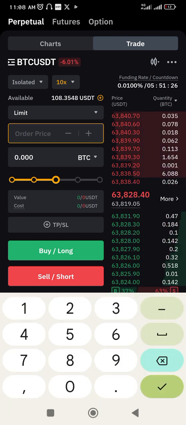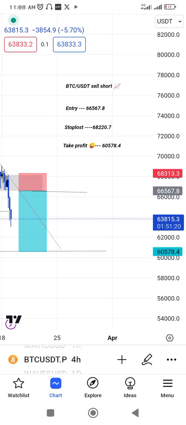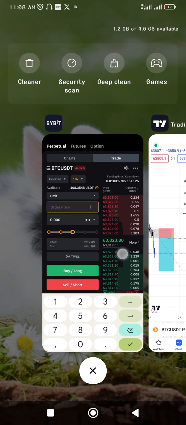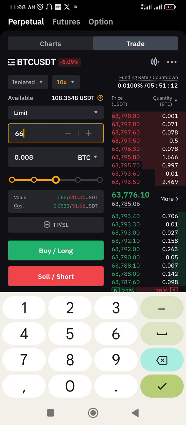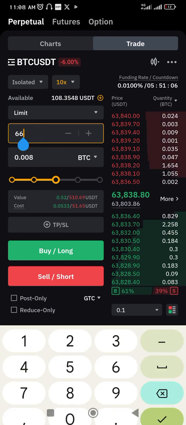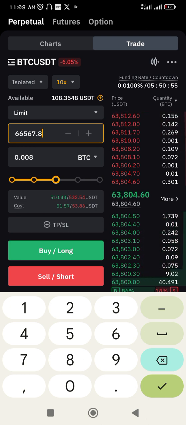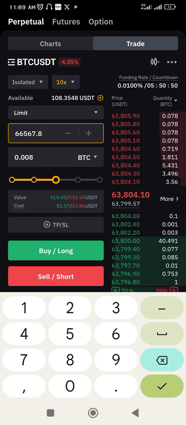Now let's go to the limit order and how to set it. As you can see here, I have the signal for this trade already set up. The entry says 66,567.8. So that's what I'll be putting in the limit order. 66,567.8. This would be my entry price. This is the price I want the market to go back to before I sell short, because the market is going down and I want to follow it and sell short. So this is the price I wait to take a trade at.